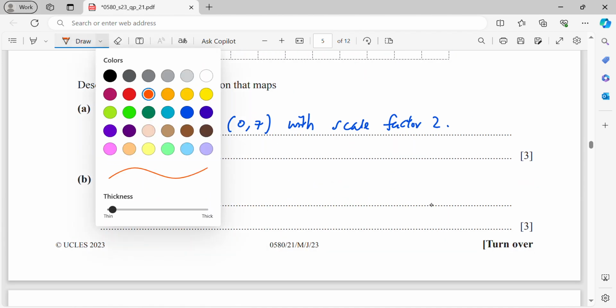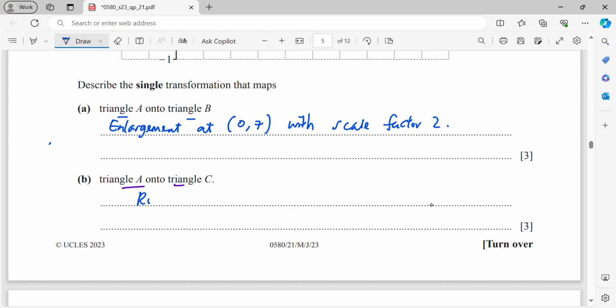So here you can just write rotation at 3, 1. Rotation clockwise. I would say rotation how many degrees? 90 degrees clockwise at 3, 1. So the 3, 1 is a center of rotation. Okay, so this is the solution for part B.